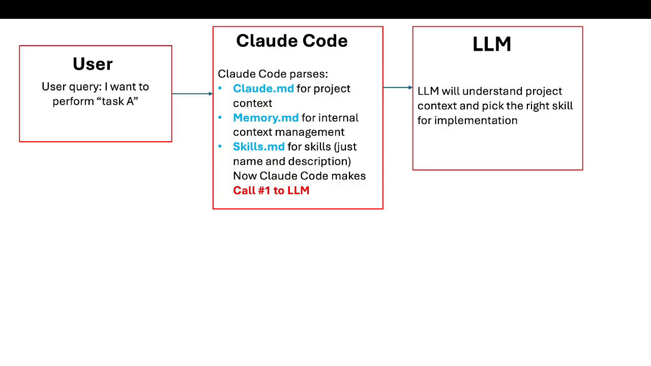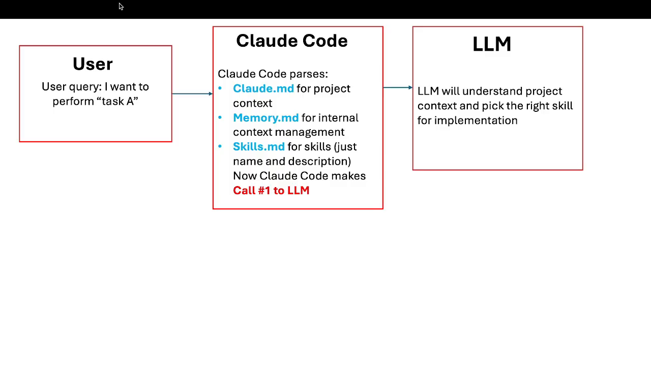And now it knows, okay, I need to perform task A. These are all the skills that I have available. Which skill do I need explicitly to perform my current task? And then the LLM picks that right skill just based on the name and description. Why we pass only the name and description is because we do not want to increase the context. There are limited context windows for LLMs, so you don't want to pass massive skill definitions inside the context. So the first step just passes the skill name and description.